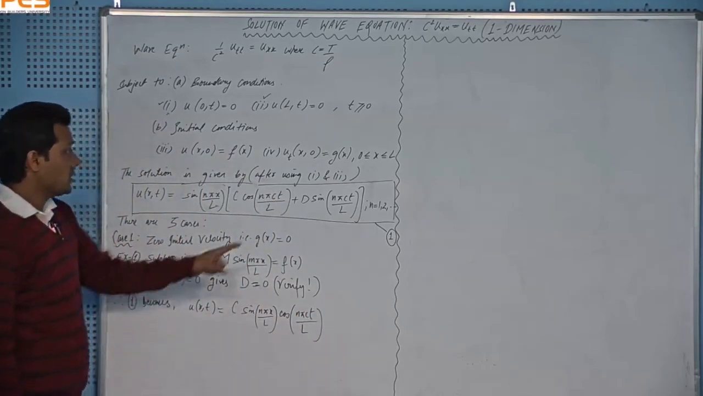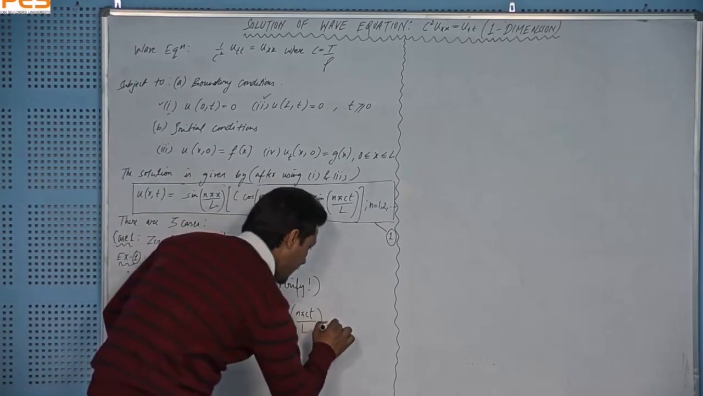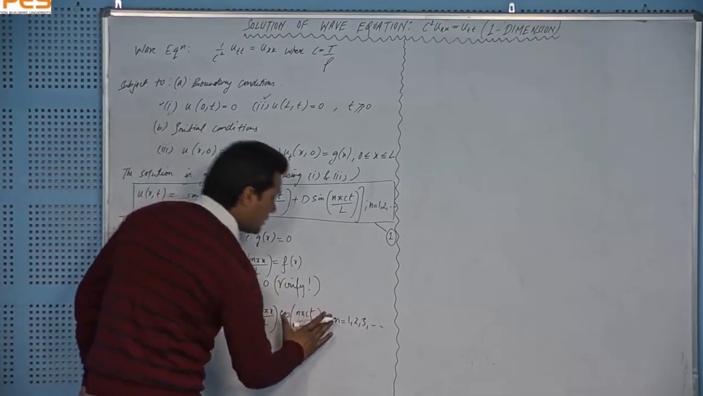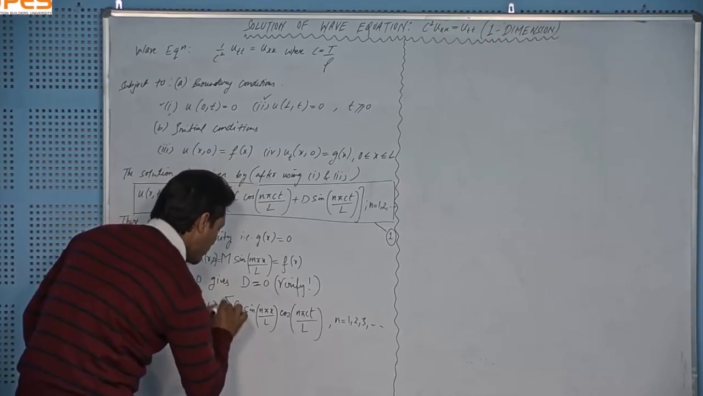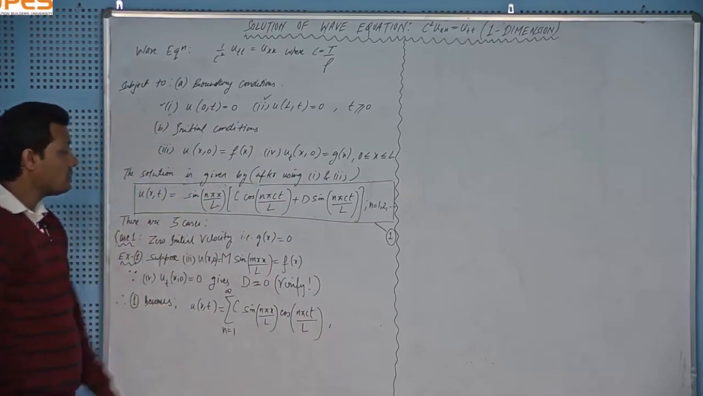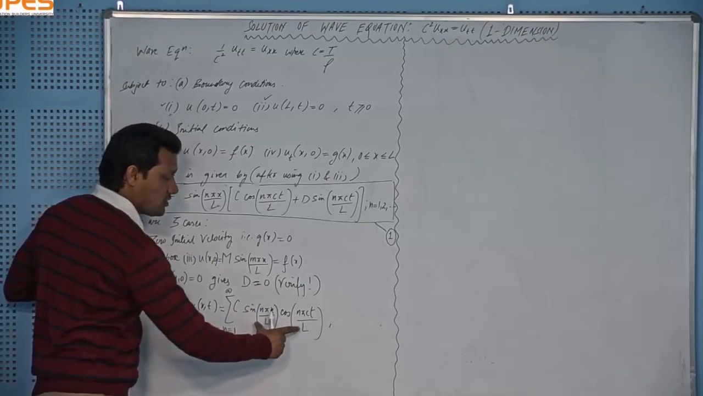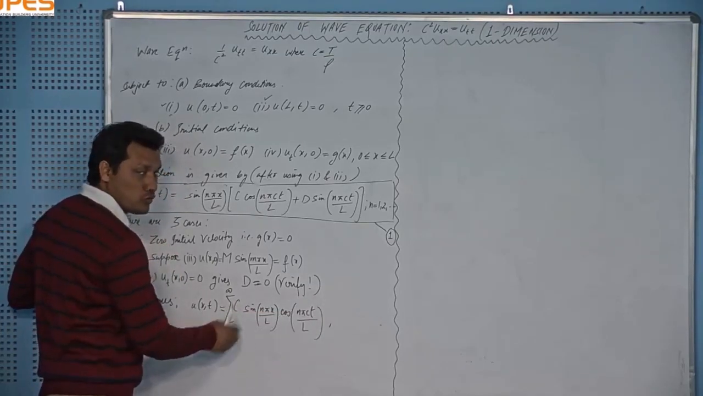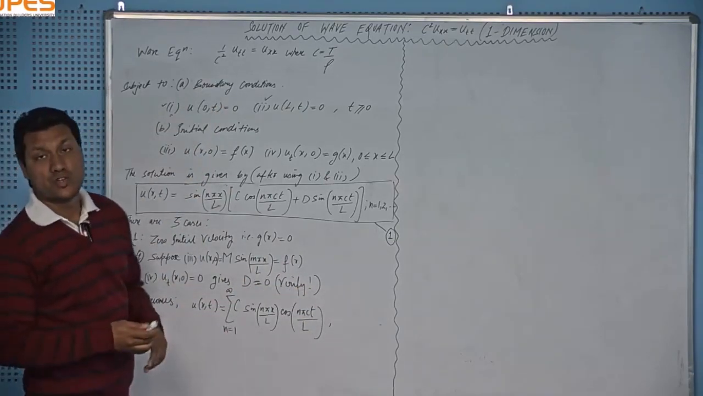And remember that the value of n runs from 1, 2, and 3, and so on. So either you write n equal to 1, 2, 3 and so on, or if you don't want to write this, just put a summation here, starting from n equal to 1 to infinity, and you can remove this. And one more thing, putting n equal to 1 will give a solution, sine(pi x by L) cos(pi c t by L). Putting n equal to 2 will give another solution, and their linear combination will again be a solution, as the equation is of linear nature.